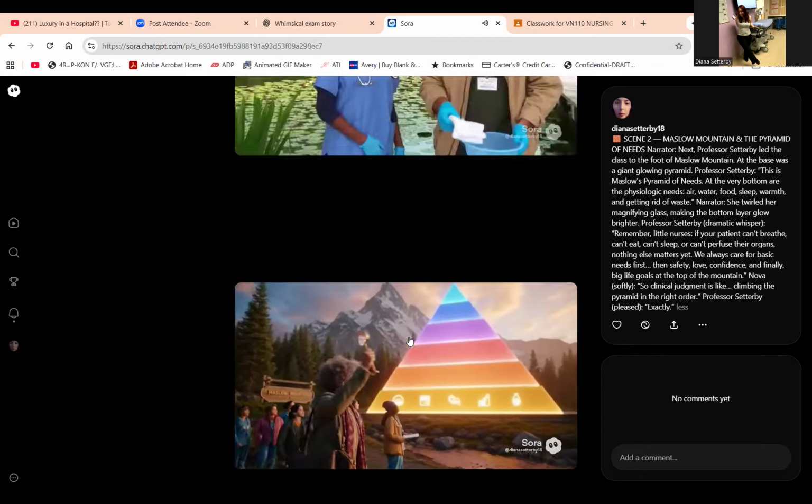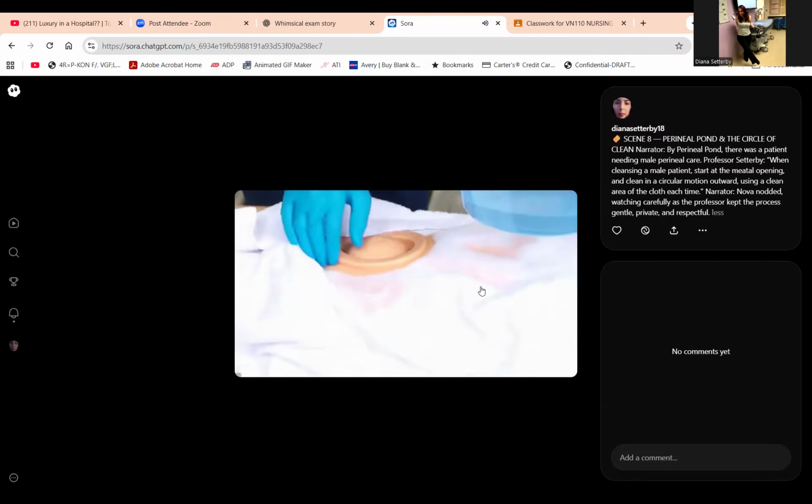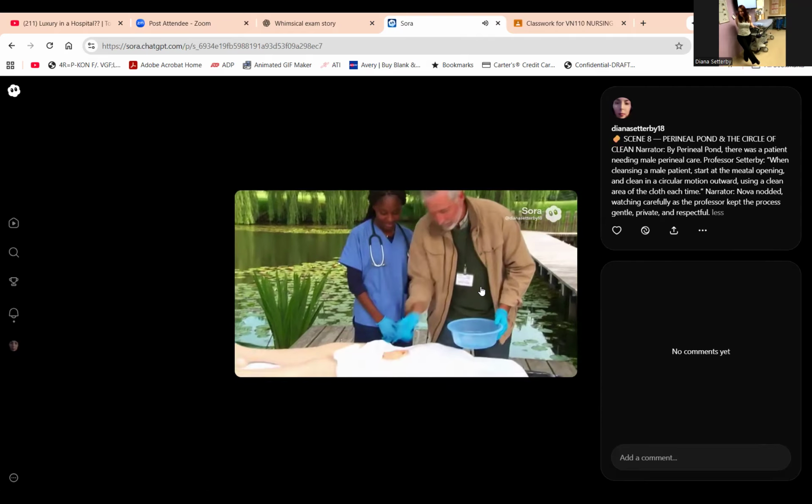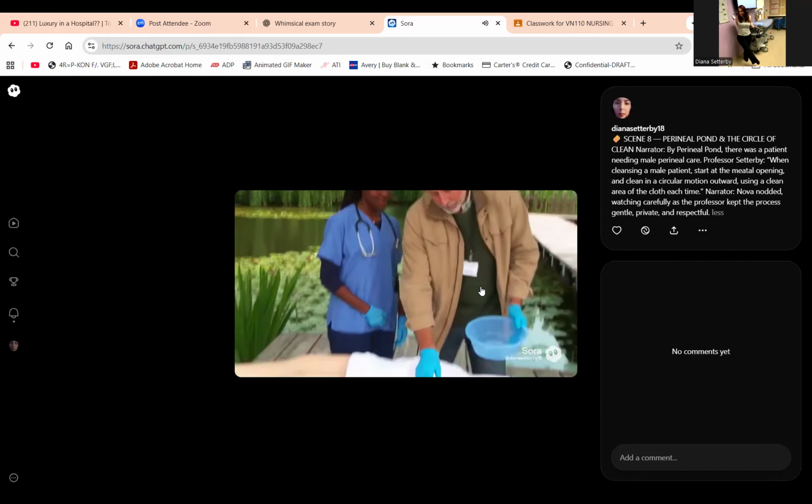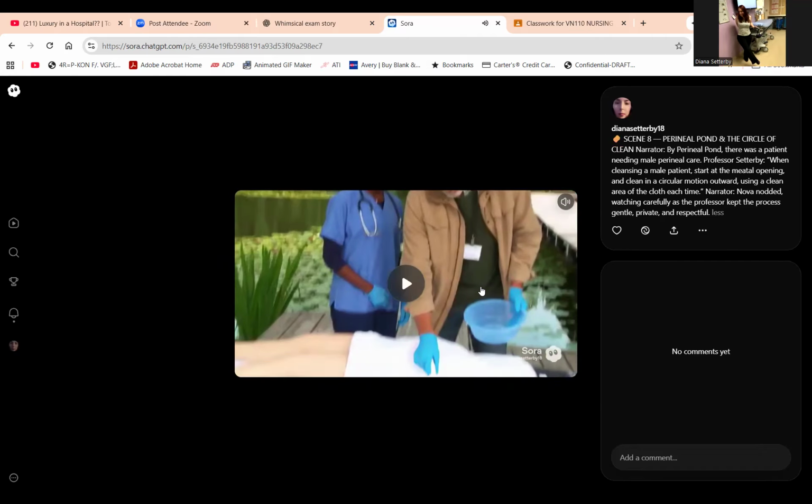Next, Professor Setterby. By Perineal Pond, there was a patient needing male perineal care. When cleansing a male patient, start at the meatal opening and clean in a solution. So the urinary meatus is what the opening is before you get to the urethra, and it's telling you to clean in a circular motion outward each time. It's reminding you.